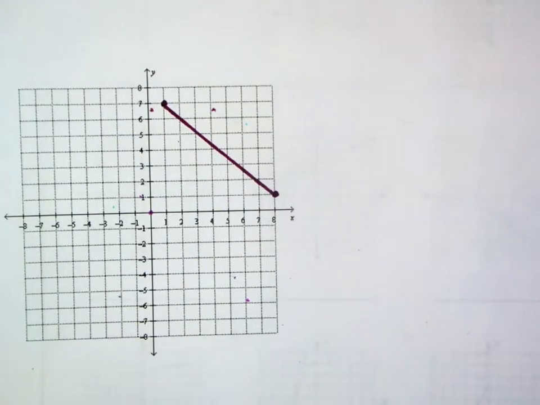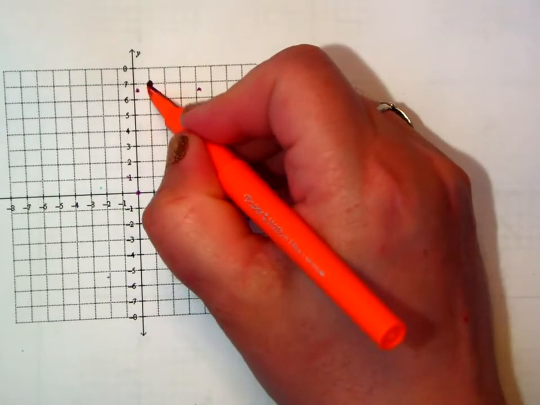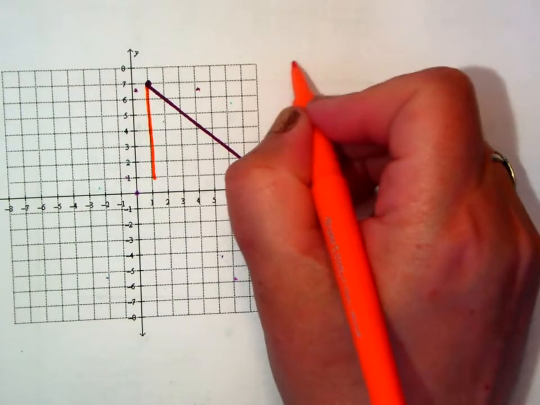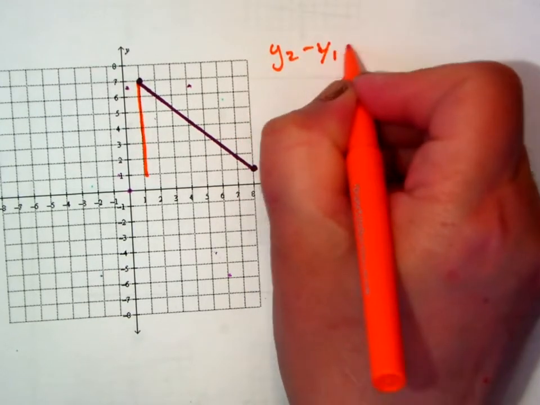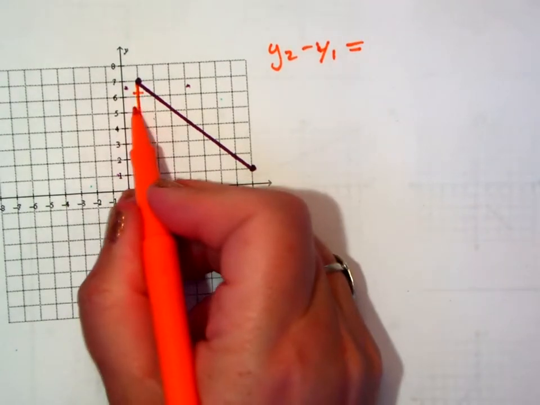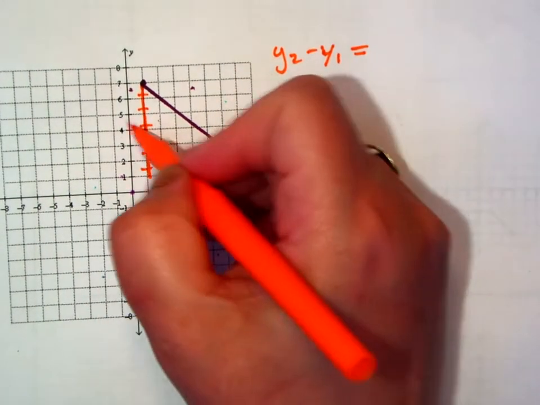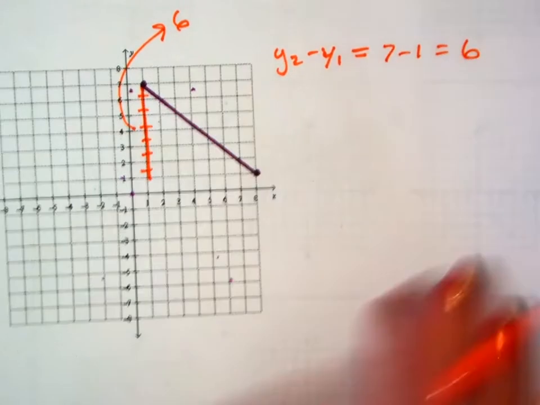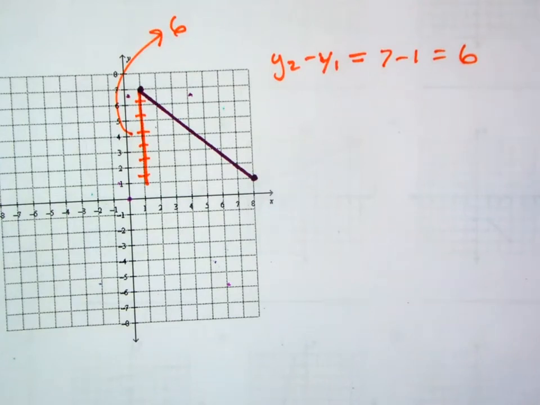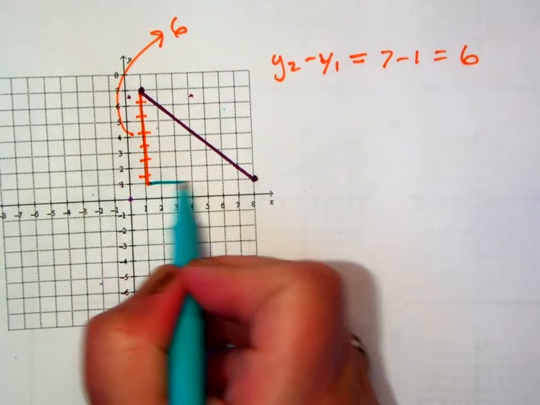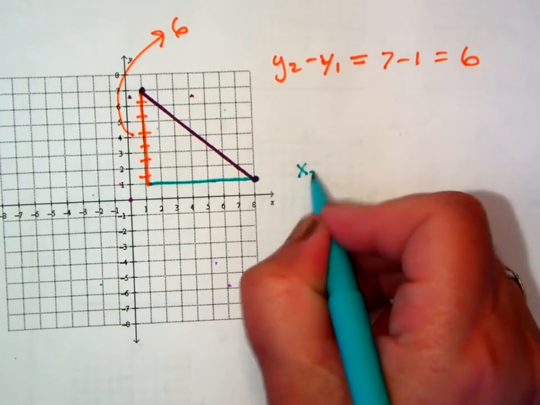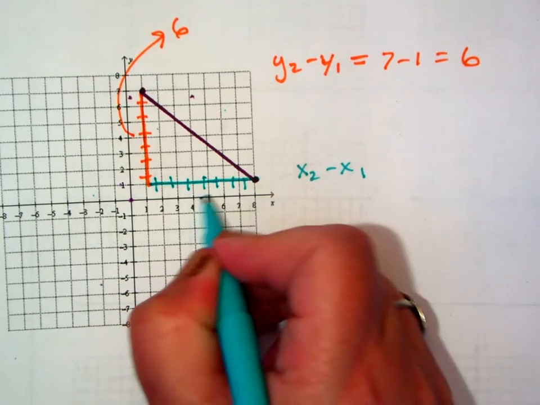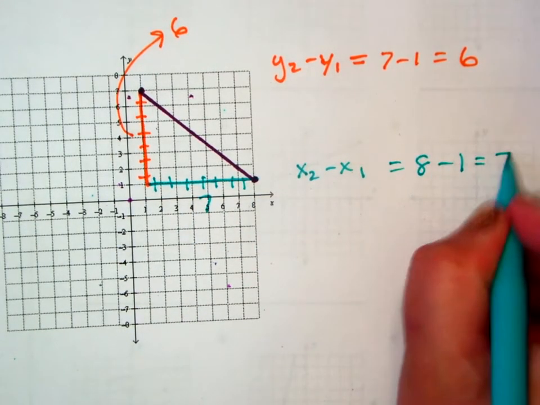Now, we can think of it either way we want to. You can either count your y distance, which would be y2 minus y1. Counting 1, 2, 3, 4, 5, 6, I could either count it and say it's 6, or I could say it's 7 minus 1, which is also 6. Then I'm going to do the same thing for my x coordinates. I could do x2 minus x1, and count 1, 2, 3, 4, 5, 6, 7, or I could say that's 8 minus 1, which is 7.